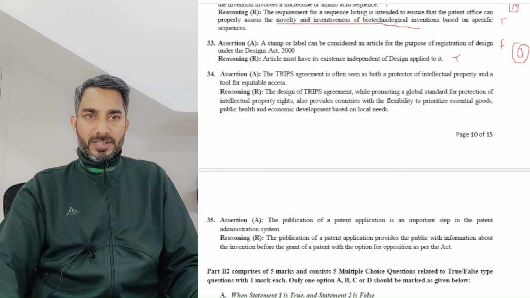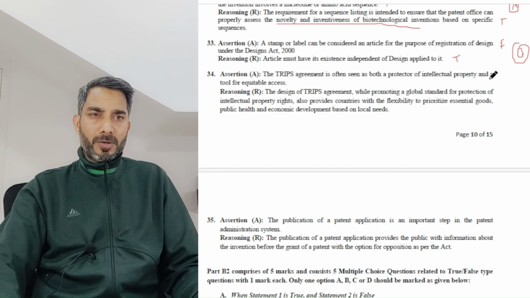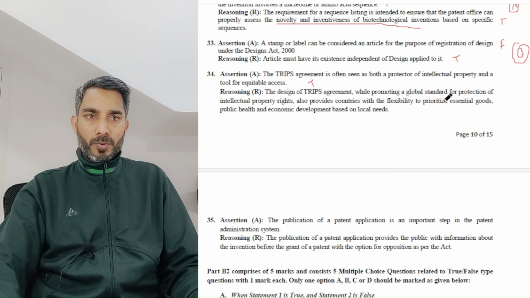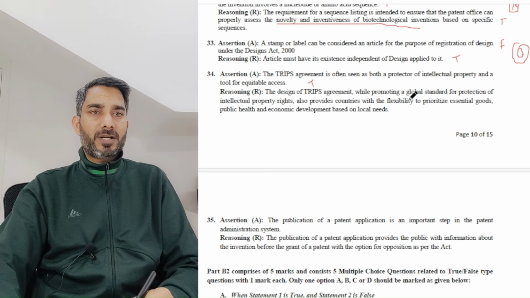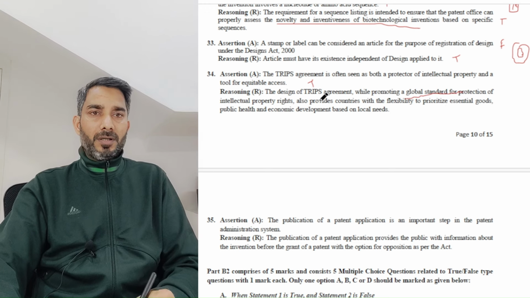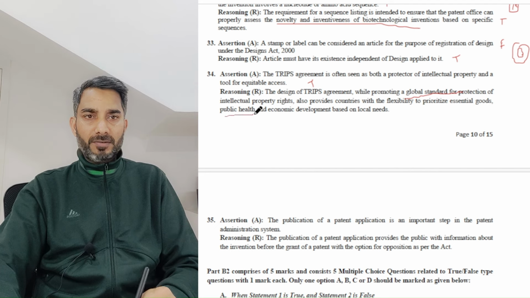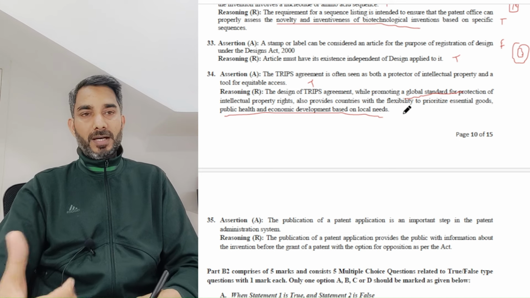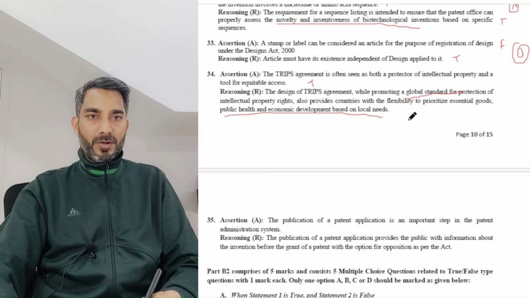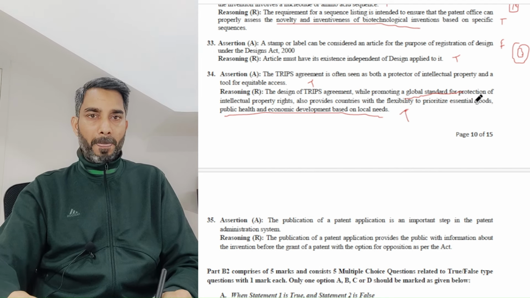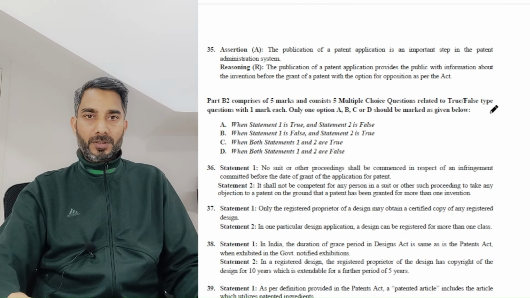The TRIPS agreement is often seen as both a protector of intellectual property and a tool for equitable access. Yeah, they are trying to harmonize the rule everywhere. True. The design of TRIPS agreement, while promoting a global standard of protection, also provides countries with the flexibility to prioritize essential goods, public health, and economic development based on the local needs. They allow the participating nations to have their own versions of the law or a bit of flexibility there. So this is true. The answer for this would be A, because that's the reasoning for it also. Moving to the next one.